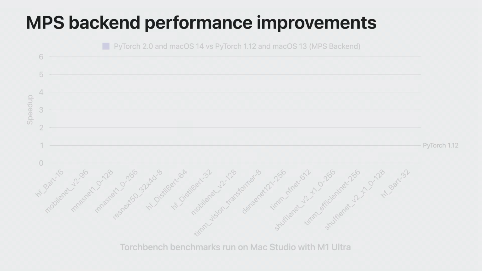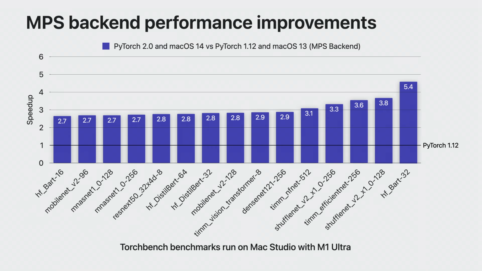The MPS backend has also been significantly optimized. With PyTorch 2.0 and macOS Sonoma, the MPS backend is up to 5 times faster compared to our previous release. That's it for PyTorch. Now, let's move on to TensorFlow.